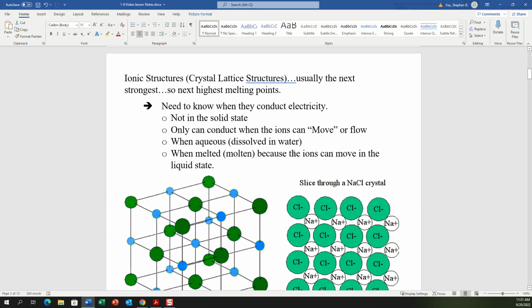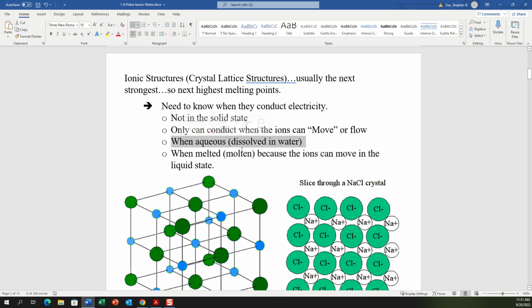So there's a lot to know about ionic, and one of the main things you want to know is, if you have an ionic solid, it's not going to conduct electricity in the solid state, okay? But ionic compounds can conduct electricity. They are good conductors of electricity when the ions can move. So there's 2 times where the ions can move.